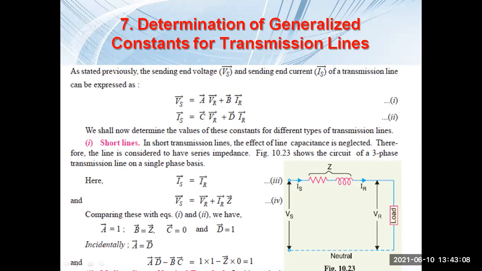We know the short transmission line is represented with the effect of capacitance neglected. This is your Vs, this is your Is, this is your IR, and there will be Z, the series branch. From this network, Is will be equal to IR, and Vs equal to your receiving end voltage plus IR into Z. Now I will go to the board and derive one thing so you can understand very clearly.